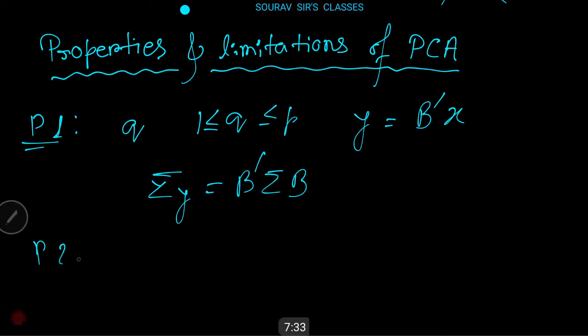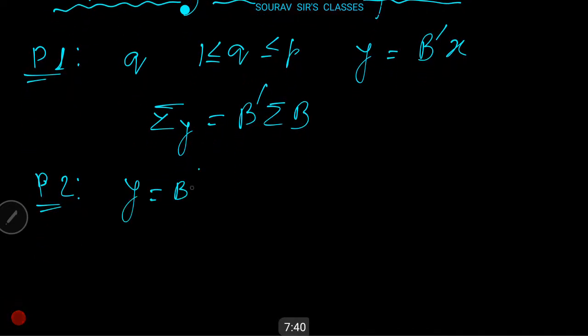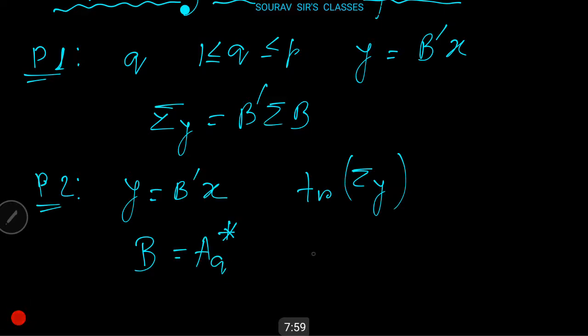Property number 2. Consider again the orthogonal transformation y = B' x, with x, B, A and Σ_y defined as before. Then the trace of Σ_y is minimized by taking B = A_q*, where A_q* consists of the last q columns of A. Property number 3.